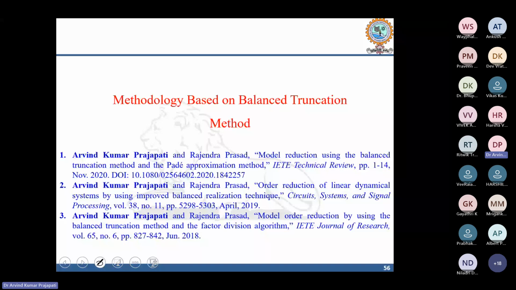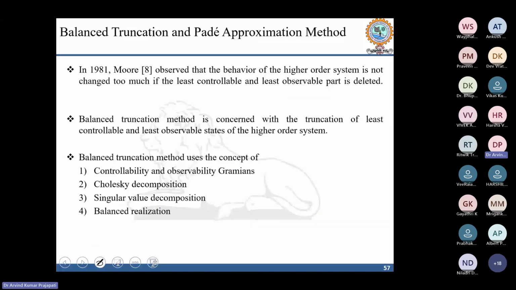So in the time domain, one of the most frequently used techniques is the balanced truncation technique, which is widely used for the reduction of large scale systems in the time domain. So, who proposed this technique? Initially, this technique was proposed in 1981 by Moore, when he observed that the dynamical behavior of the system is unaffected if we ignore the least controllable and least observable variables of the system.